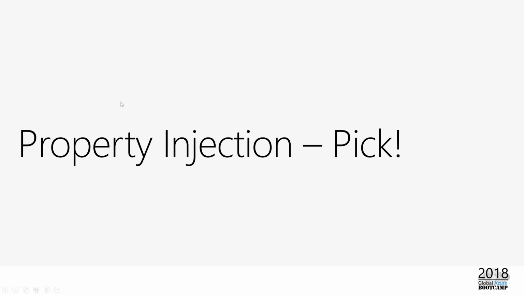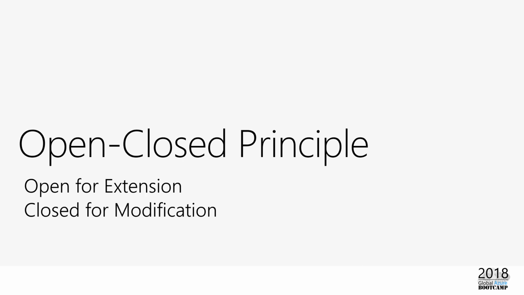So if I am asked to choose either property injection or method injection, which one am I going to choose? I would recommend using property injection because of another SOLID principle. O stands for open-closed principle, which means open for extension and closed for modification, right?